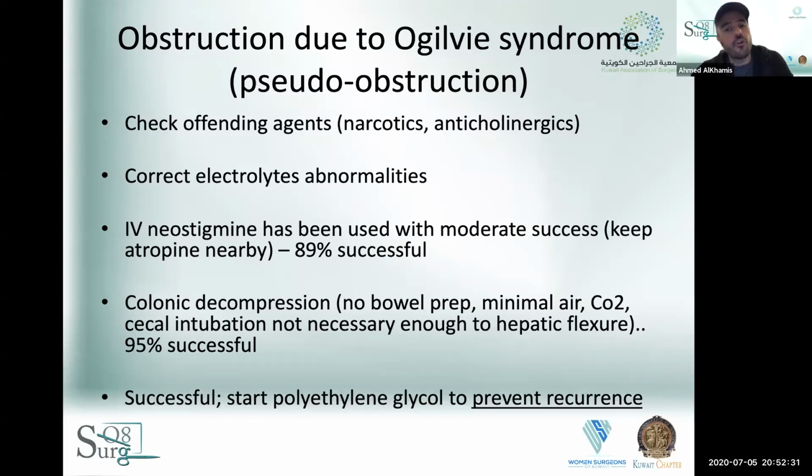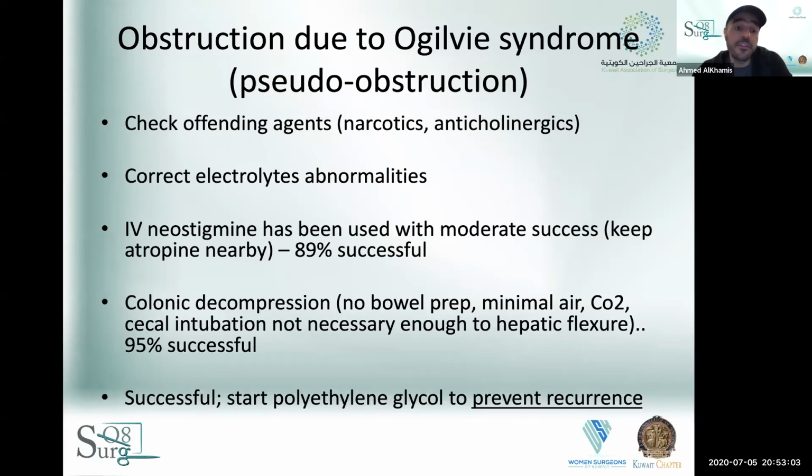Then correct electrolytes. It used to be colonic decompression, but now with IV neostigmine the success rate is amazing. If you fail the first time, you can wait and try another time. The only thing you need to be sure of is that the patient is in a monitored setting, because they can get some cardiac arrhythmias. That's why I will consult CCU before I give the neostigmine. I haven't given any neostigmine in Kuwait, but I've done it when I was abroad.